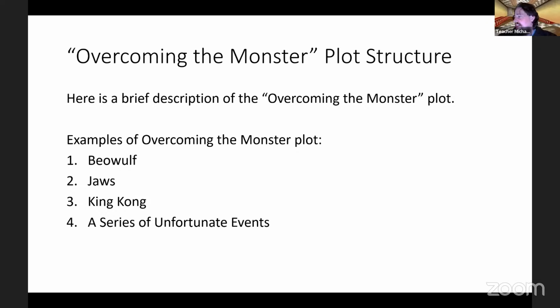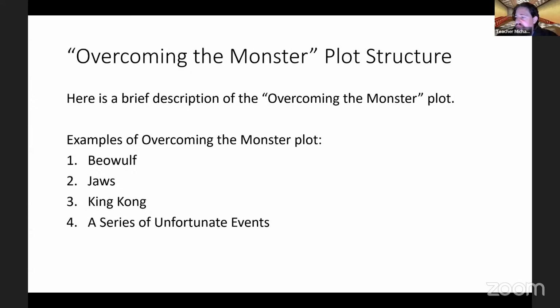So the overcoming the monster plot is a story arc that follows a protagonist who struggles to defeat an adversary or an enemy. So, an overcoming the monster story is the story of the main character who is struggling to beat the monster in the story. Now, this monster might be a literal monster. So it might be, I don't know, maybe Frankenstein or Dracula or another type of monster that the main character's got to beat in a battle.